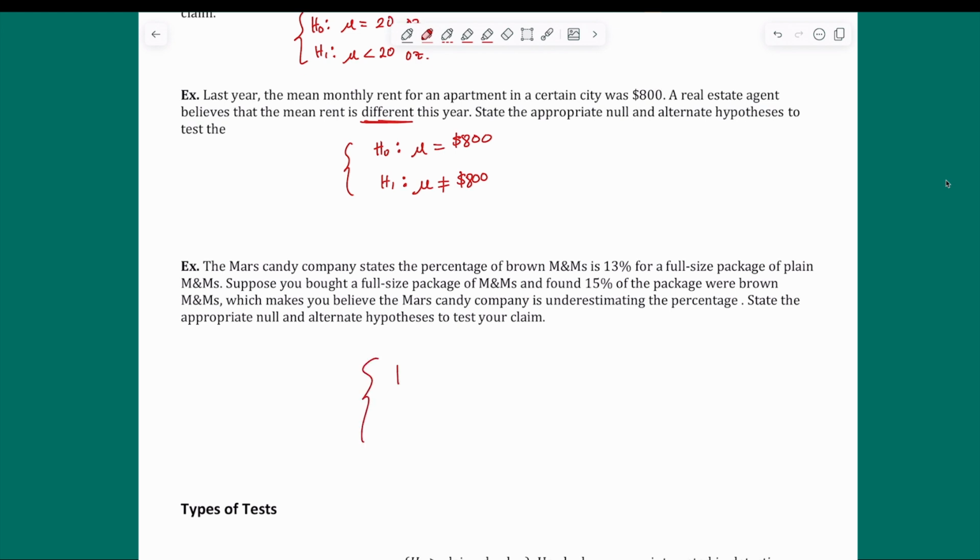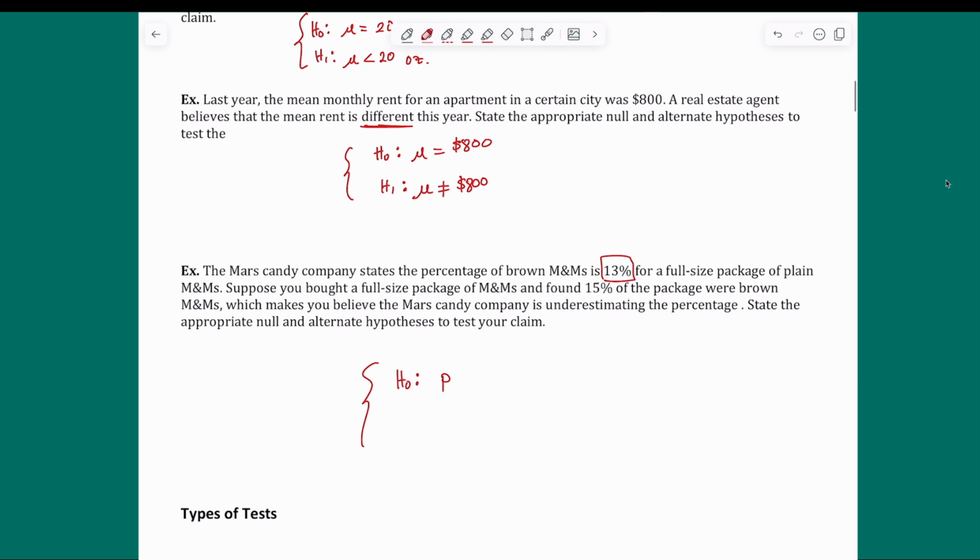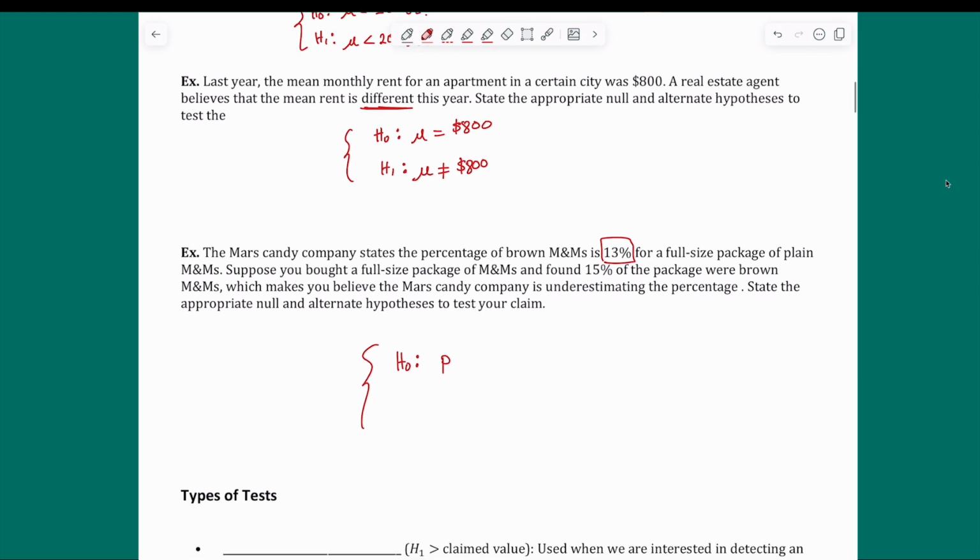Okay, so the null hypothesis. First off, we should note that we're talking about a percentage here, and usually a percentage can also be considered a proportion. So we usually denote that by p, the proportion p, and the company states that it's 13%. 13% for a full size package should be brown plain M&Ms.